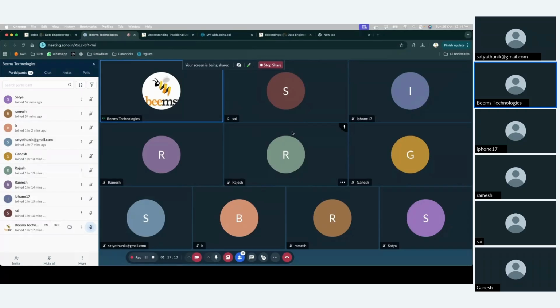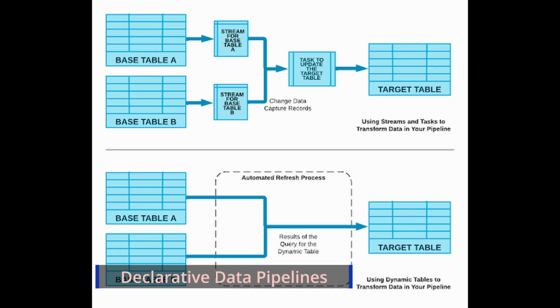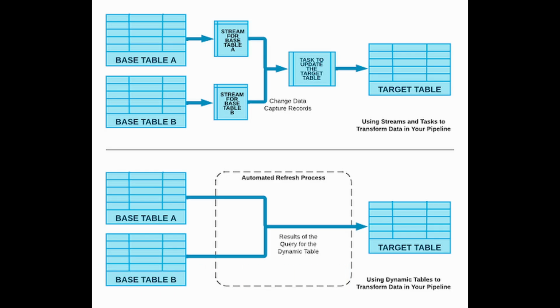Okay, the next one is declarative pipelines. First of all, what is meant by a declarative pipeline? A declarative pipeline simply declares what your final data is, what kind of final data you want, instead of writing complex logic to say how and when the data should get refreshed. You simply declare, I want this kind of final data. My final data should look like this.